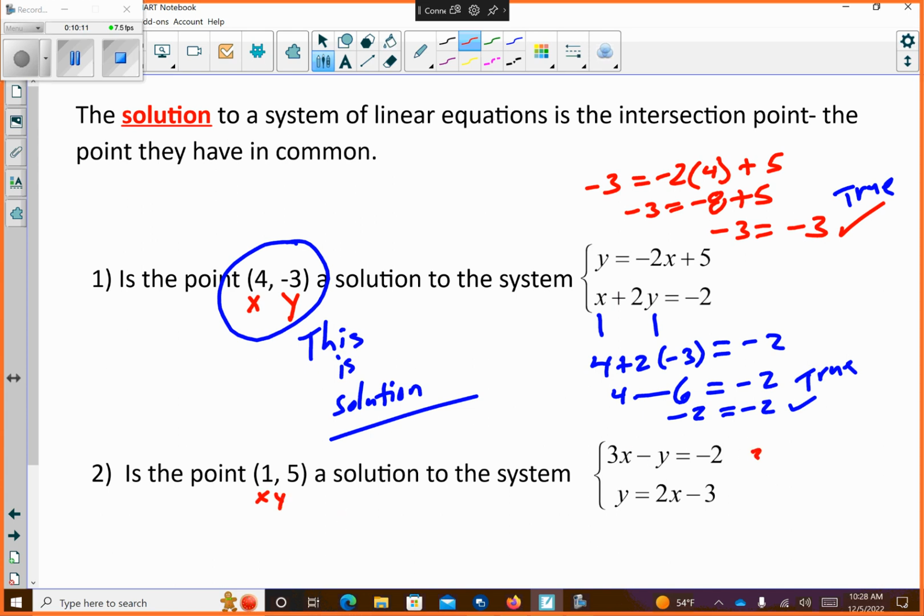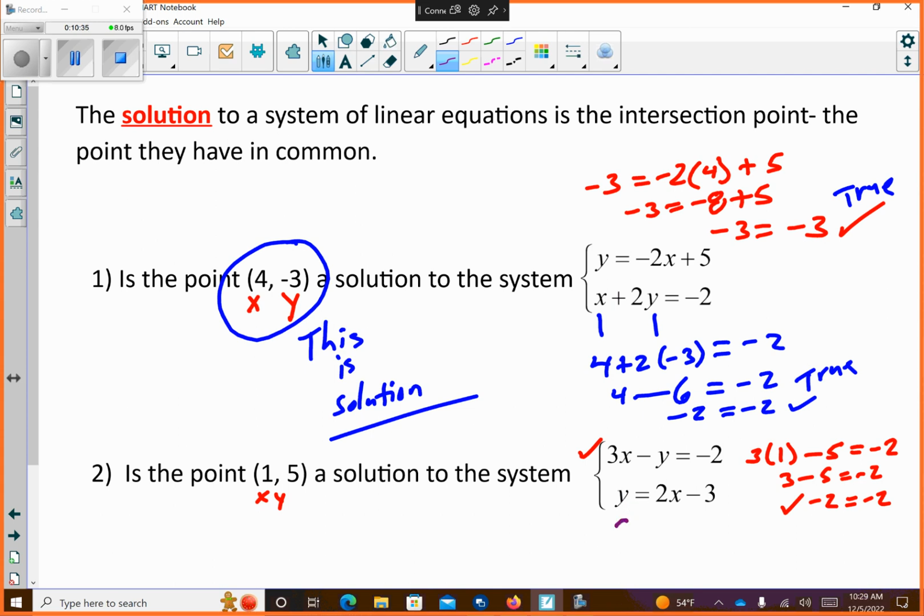So I'm going to get 3 times, what's my x value? 1. My y value is 5, so minus 5 equals negative 2. So 3 minus 5 equals negative 2. So negative 2 equals negative 2. Does that work? So it works on the first one. Let's see if it'll work on the second one. What's my y value?